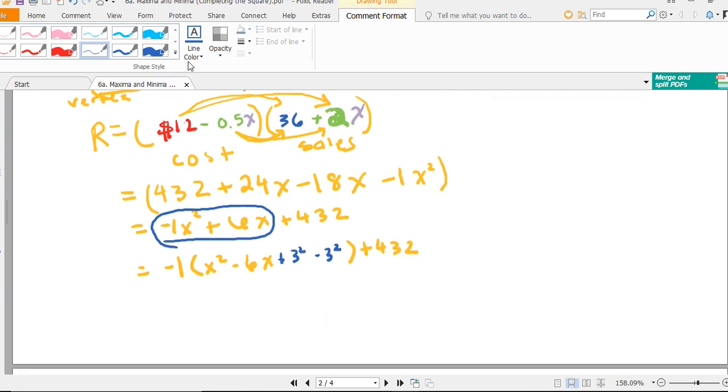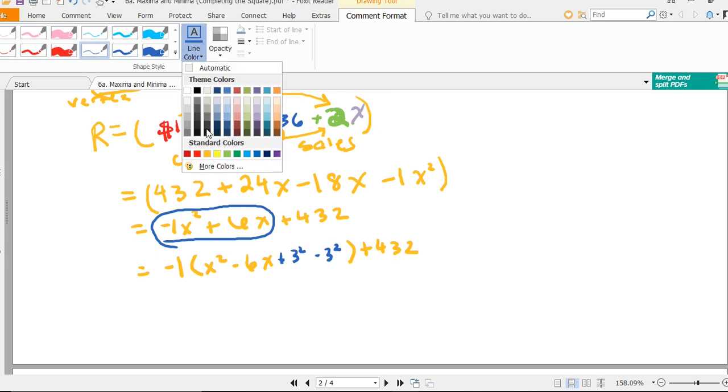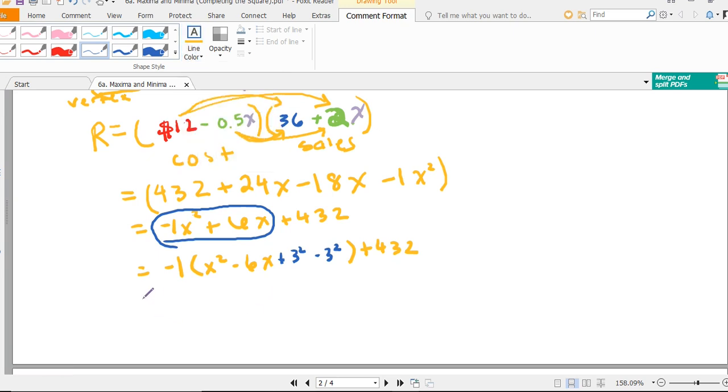Now, the next step. That's going to be equal to negative 1, and then I'm going to copy all of this down. I know I'm going to need to free out the negative 3 squared, so let's free it out first, and I'll show you why in a second. Negative 1 times negative 3 squared is negative 9, right? Negative 9 times negative 1 is plus 9. And then plus 9 plus 432.